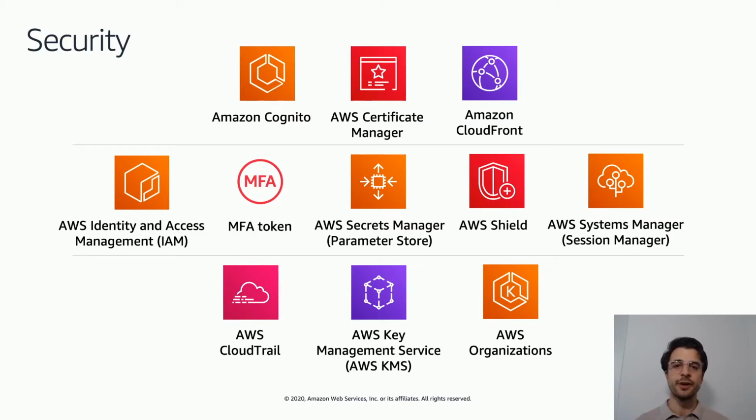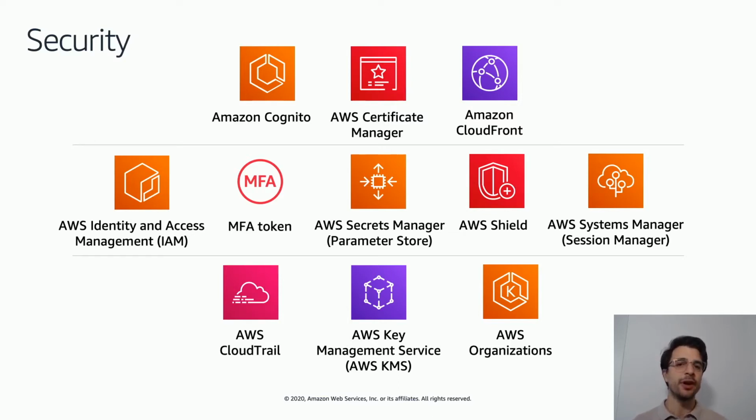For web applications, Cognito, Certificate Manager, and CloudFront give secure user authentication, SSL certificates, and DDoS protection. IAM enables you to manage access to AWS resources securely using multi-factor authentication for additional protection. Parameter Store securely stores your application secrets. And Shield is a managed DDoS protection service that safeguards applications running in AWS. Session Manager allows secure session access to EC2 instances.